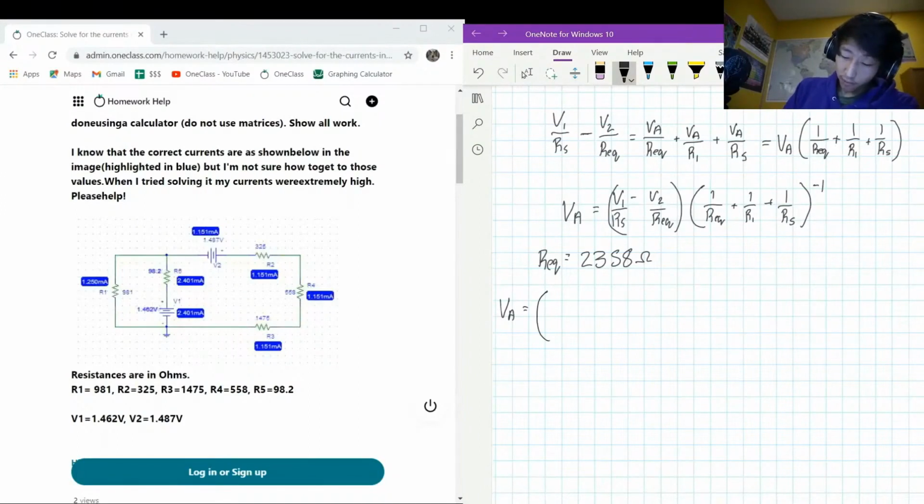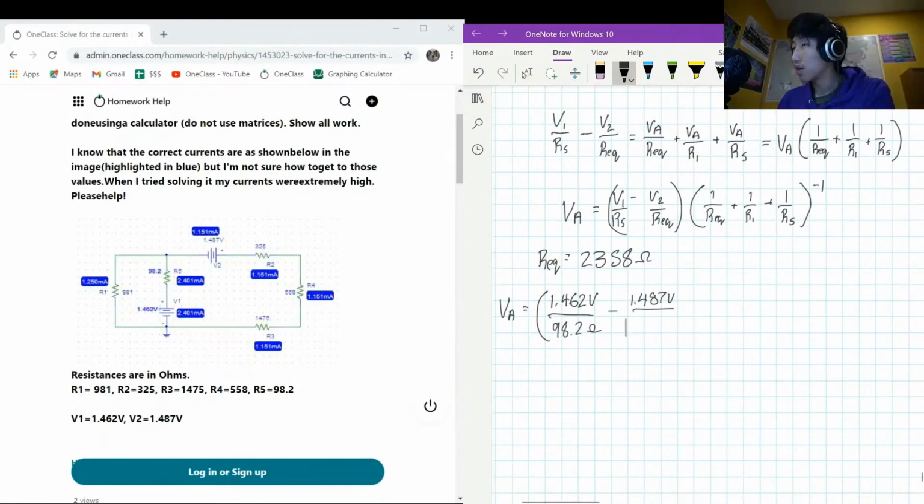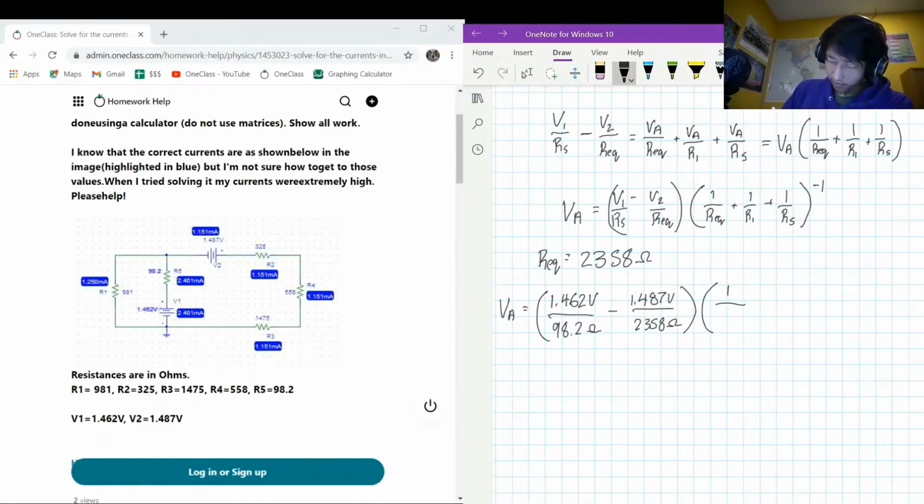Yeah, okay, so let's solve for VA. We have V1 over R5. V1 we had 1.462 volts divided by R5. Now R5 corresponds to 98.2. Minus V2, which was 1.487, divided by REQ, which is 2358. Multiplied by the parallel of all of those three resistors: 2358 inverse plus 1 over R1, 981, plus 1 over R5, which is 98.2, inverse.